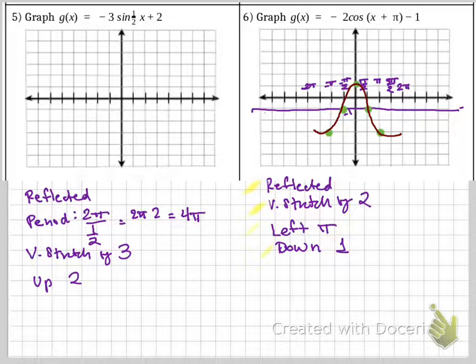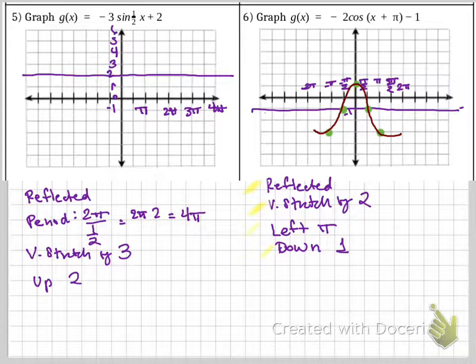Okay, so I need to draw my midline at 2. My period is 4 pi. So this is 4 pi. Half of 4 pi is 2 pi. Therefore, this is pi, and this is 3 pi. I don't shift left or right any, so I'm okay. So I'm going to go ahead and stretch this out just a little bit so you can see it a little bit better. So this will be 4 pi, half of that will be 2 pi, this will be pi, and this will be 3 pi. And then this will be 1, 2, 3, 4, 5, 6, 0, and -1.